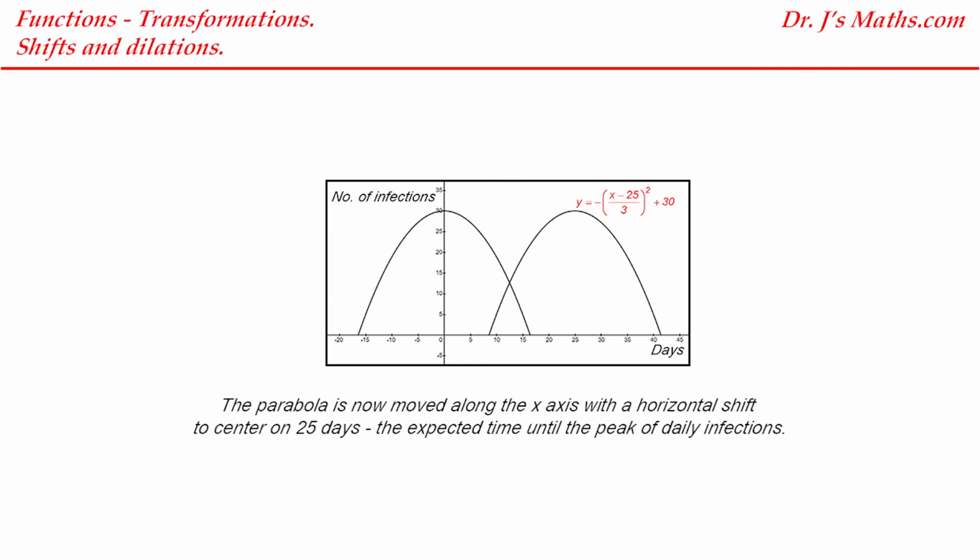Now take that curve, because part of the curve has got negative days and we can only have positive days, of course, and so we're going to shift it across 25 days so that the maximum of 30 cases is going to occur at 25 days. And so we've got an x minus 25 to allow us to move that horizontally.